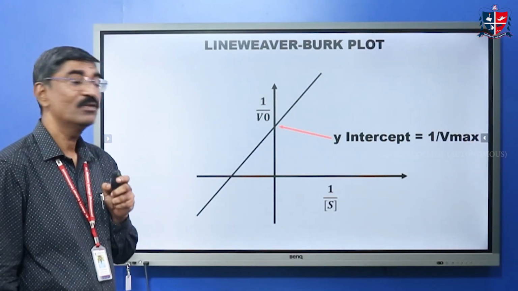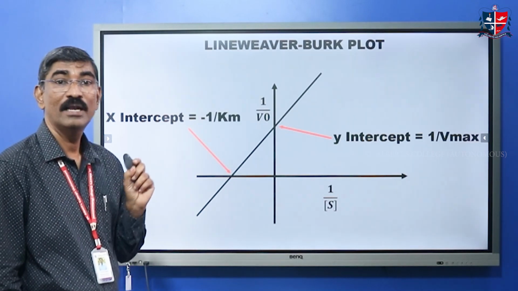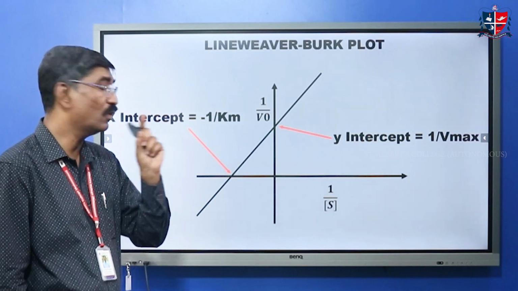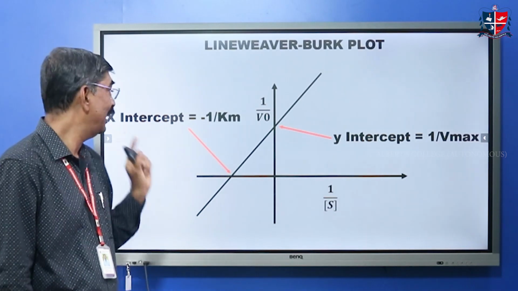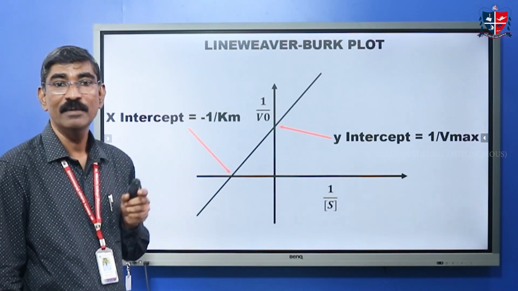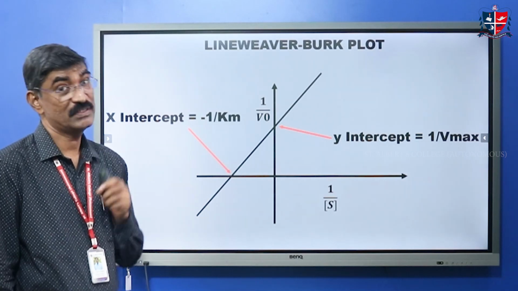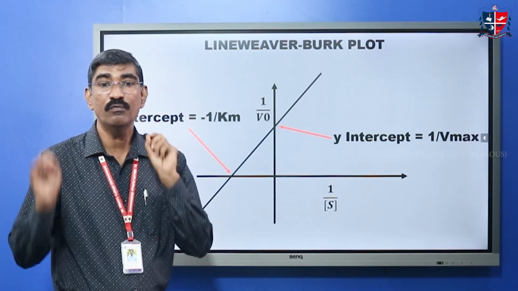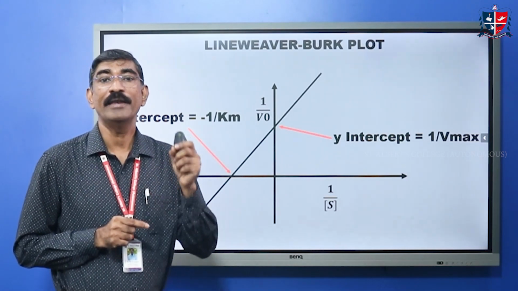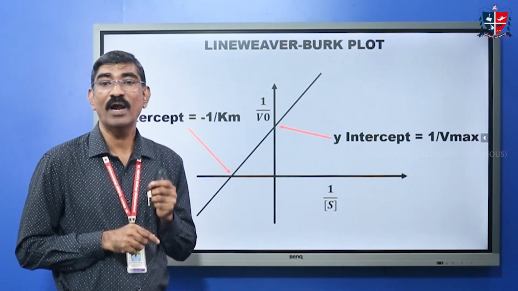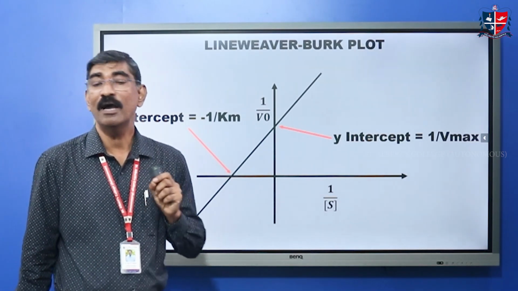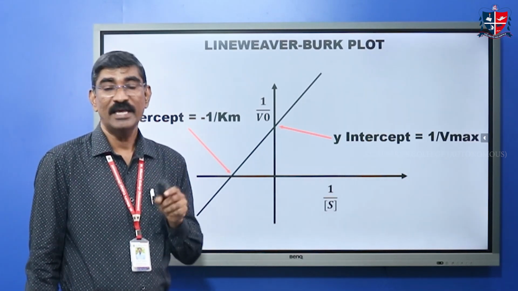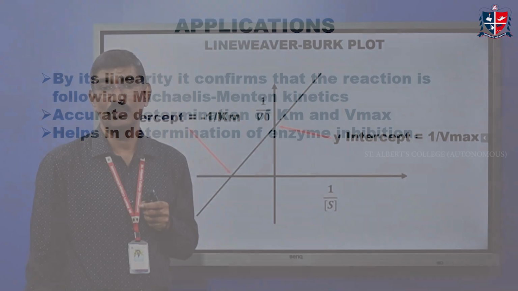So what are those two intercepts on the Lineweaver-Burk plot? One is 1 by Vmax, that is on the y-axis, and minus 1 by Km, that is on the x-axis. So by plotting the inverse values of substrate concentration and the initial velocity, that is 1 by V0, you can have the accurate values of these two. That is not possible with the other plot.